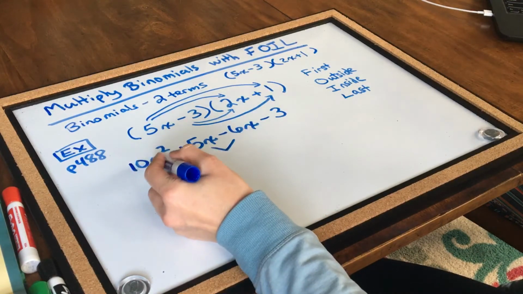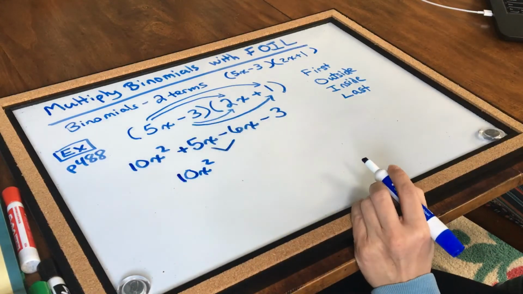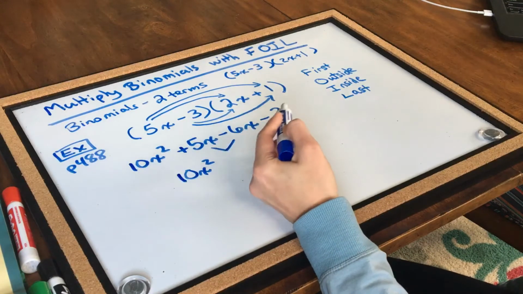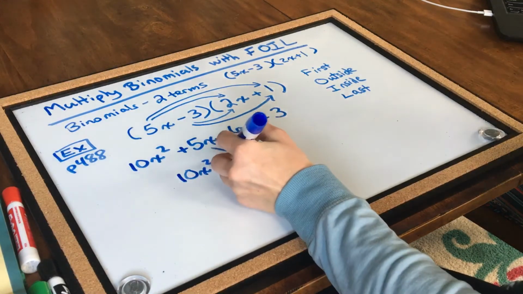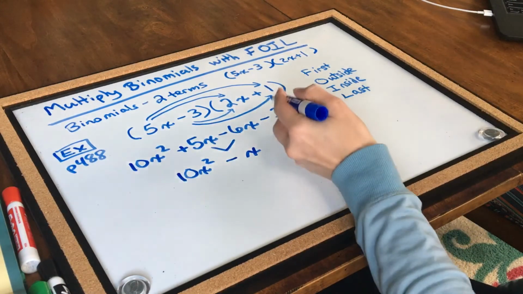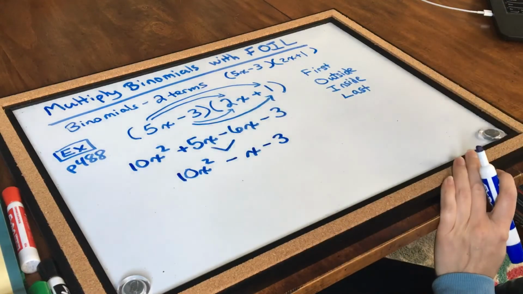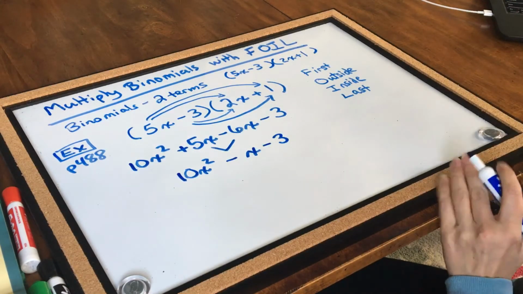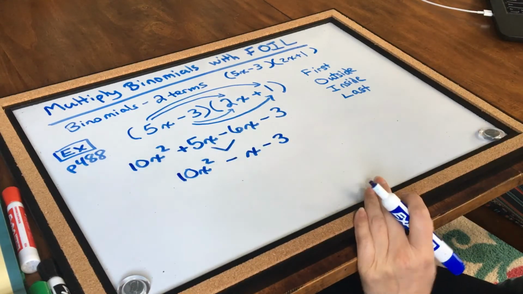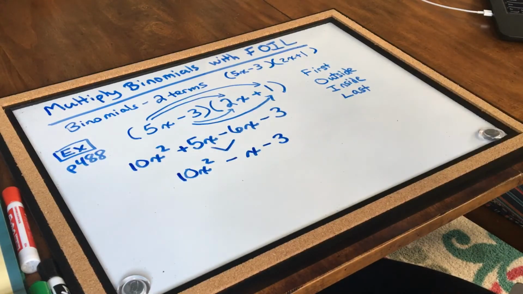So I have 10x squared, can't do anything else with that, so we'll just leave it 10x squared. And then if I have 5x minus 6x, that would give me a net negative 1x result. So I'm going to put a negative 1x here. And then last but not least, we have minus 3. Well, that's not alike to anything else, so we're just going to put it out there. And then we're done. Okay, so this is our simplified expression once we have multiplied it out. So this would be the expanded form.